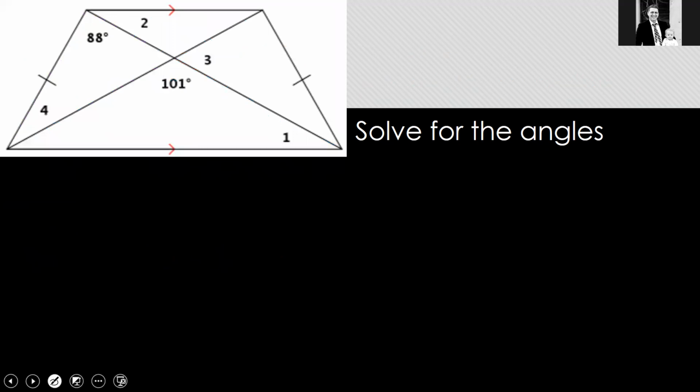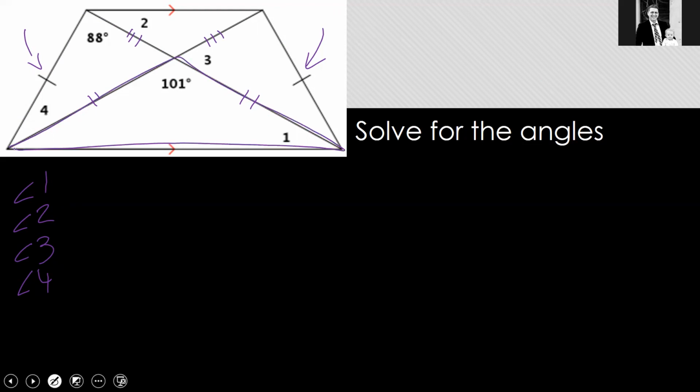Given this isosceles trapezoid, I know it's isosceles because I see these two markers. We want to solve for all the angles. Again, we're solving for 1, 2, 3, 4. Okay, I'll use the fact that this is an isosceles trapezoid, and this is an isosceles trapezoid to do all of this.